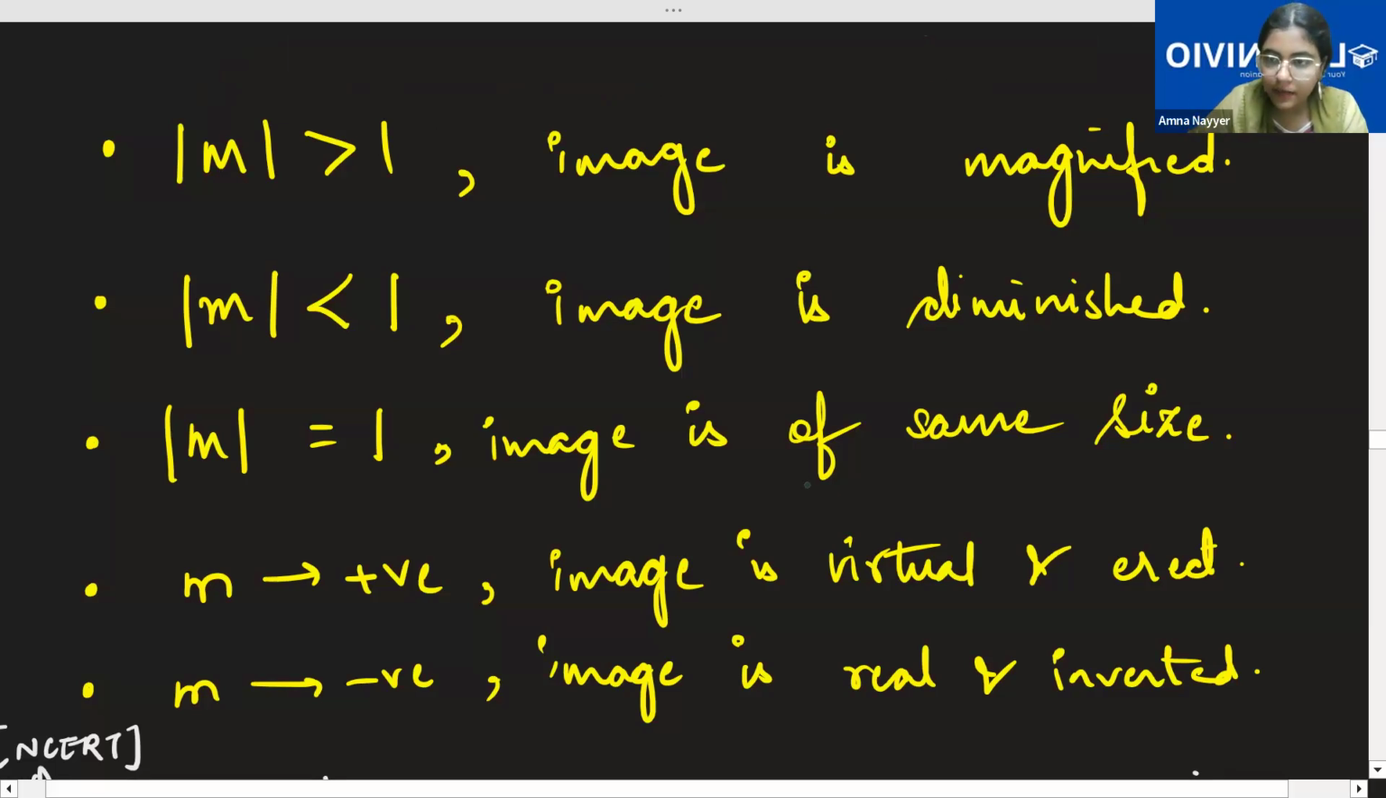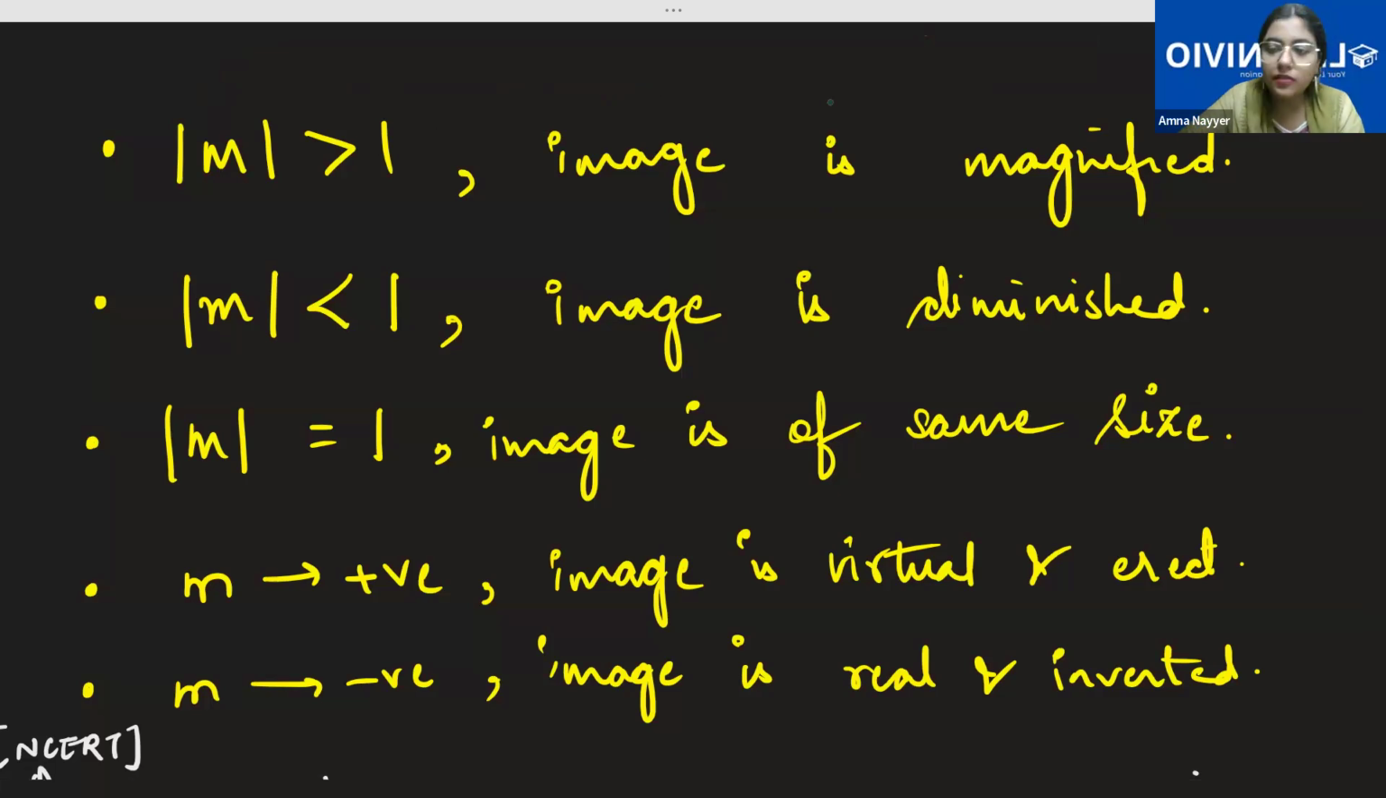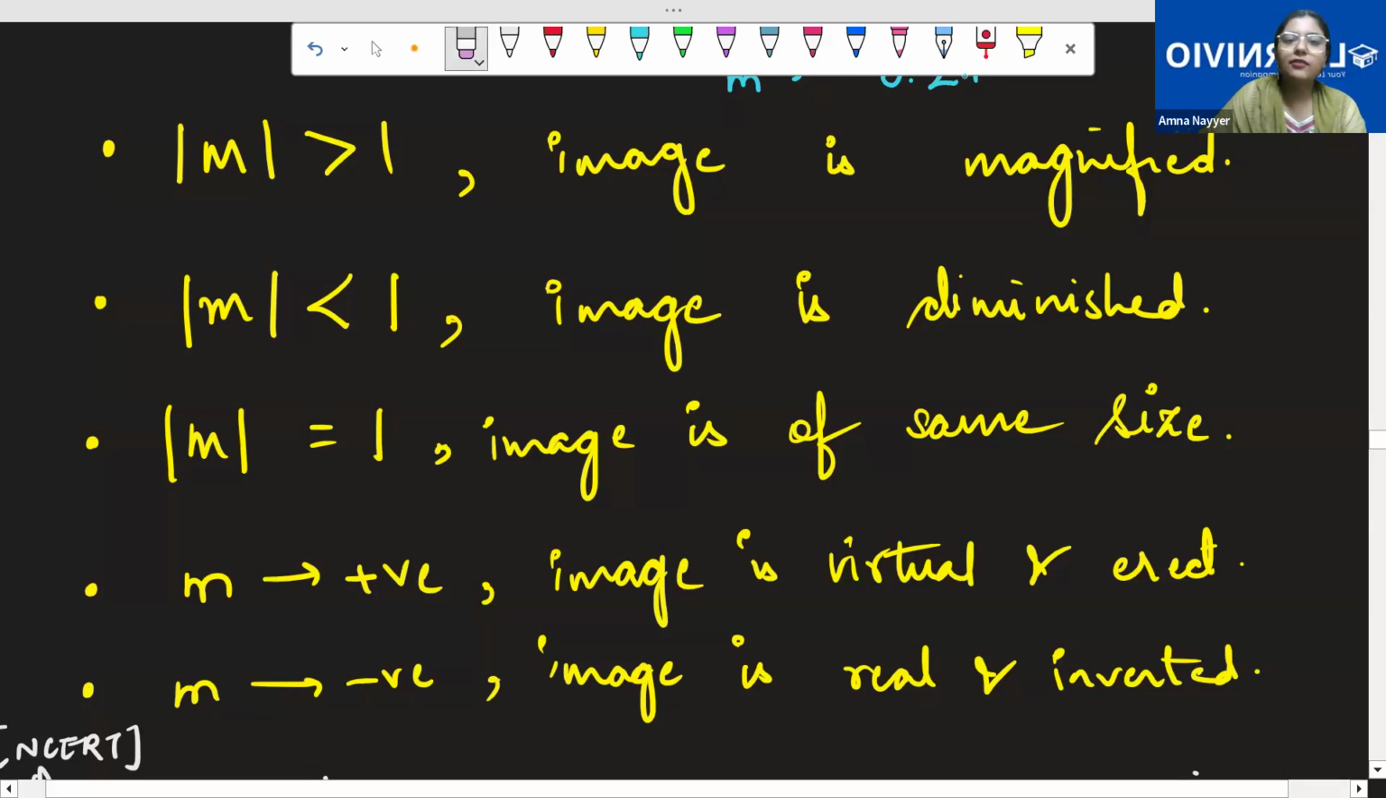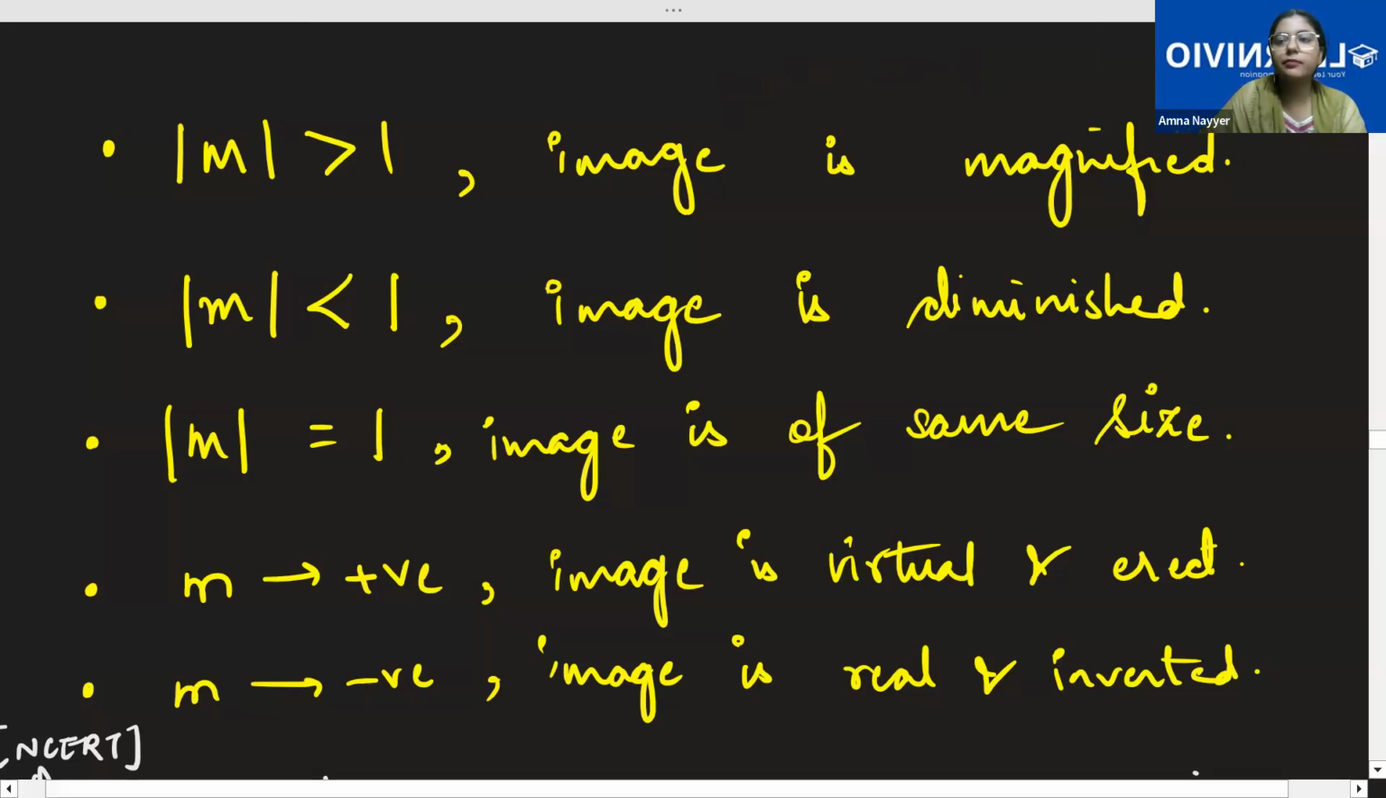If you take the magnitude wherever there is minus, then there won't be any diminished image, right? Why? I just gave you an example. If it is minus, let's say 0.24, it is less than 1. So you just have to check the magnitude.